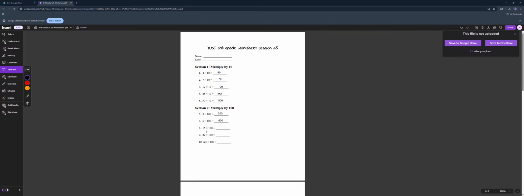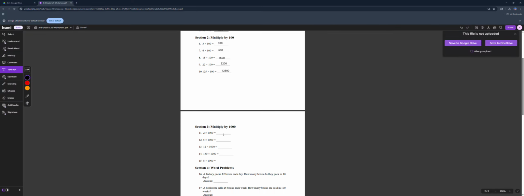Then you have number 8, we have 15 times 100. We have 15, then just put 2 zeros in front of it to get 1,500. And number 9, we have 22 times 100. Where we have 22, and then just put the 2 zeros in front of it to get 2,200. And number 10, we have 125 times 100, same thing. We have 125, and because you're multiplying by 100, just put 2 zeros in front of it to get 12,500.